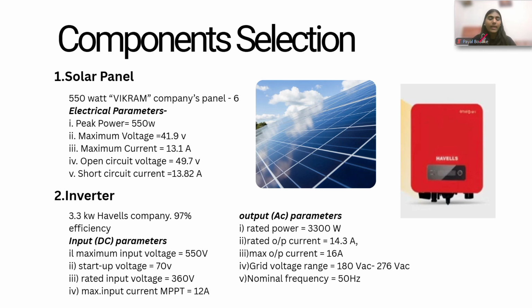Now the output AC parameters. Rated power is 3300 watt. Rated output current is 14.3 ampere. Maximum output current is 16 ampere. Grid voltage range is between 180 VAC to 276 VAC and the frequency is 50 Hertz.